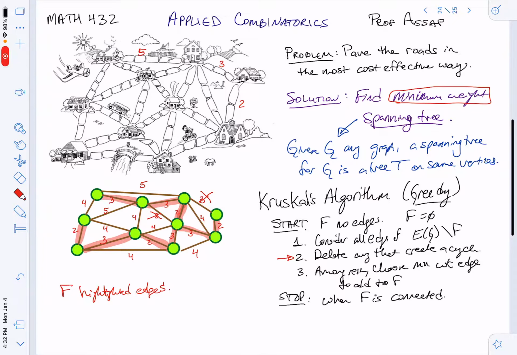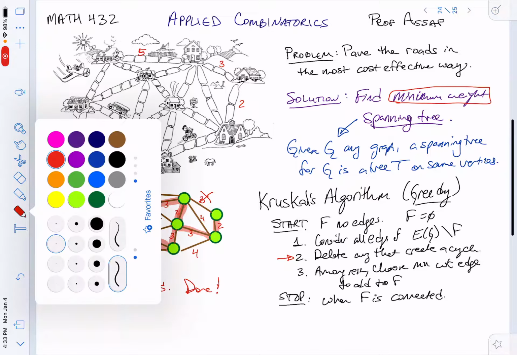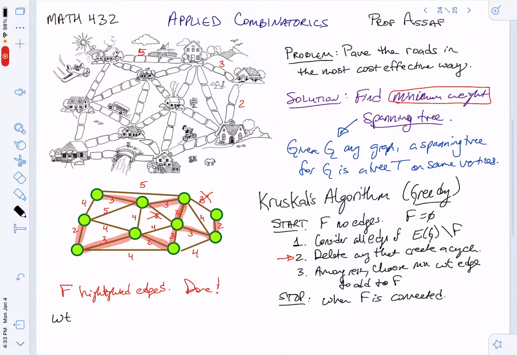And now I'm done. If you notice, I've now covered every vertex. I wasn't paying attention to the fact that I would cover every vertex, but now I've done it. Now I've got a tree. And so now we are done. And now we can ask ourselves, what's the weight of F? It's going to be the sum of the weights of my edges. So I see that from the top, I've got a 3 plus 3 plus 2 plus 3 plus 3 plus 2 plus 2 plus 3. So this is how I would determine the weight of the graph.